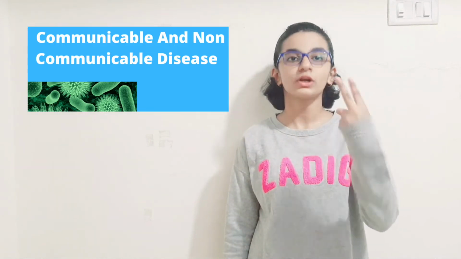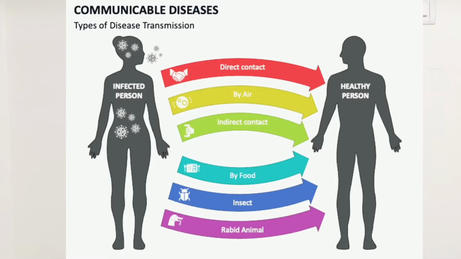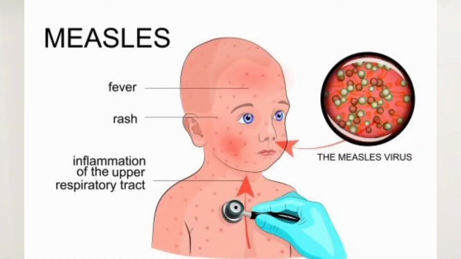Now we are going to talk about different types of diseases. Diseases can be broadly categorized into two types: communicable diseases and non-communicable diseases. First, communicable diseases. Communicable diseases, as the name suggests, are diseases that spread from person to person or from an animal to a person. These diseases spread through contact with food, air, water, clothes, etc. Some examples of communicable diseases are malaria, dengue, tuberculosis, typhoid, chikungunya, measles, etc.